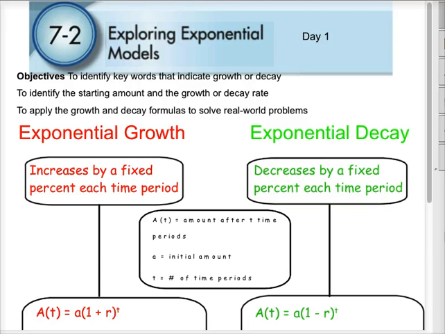Today we're going to begin talking about exploring exponential models. Now there's four main types of exponential models that we're going to be talking about. Today we're going to cover two of them, exponential growth and exponential decay. Now, as the name implies, growth is an increase by a fixed percent for each time period. Usually years, but sometimes we'll run across other ones. Exponential decay is a decrease by a fixed percent each time period.